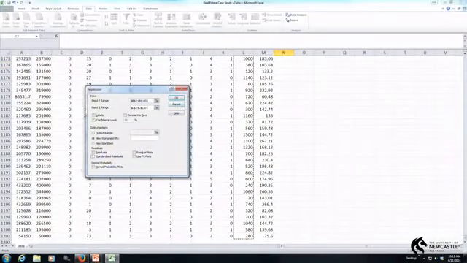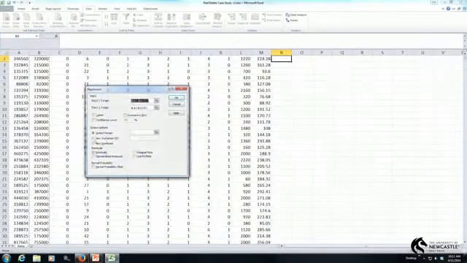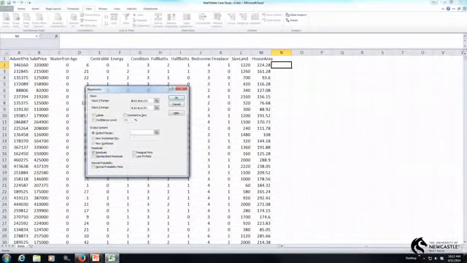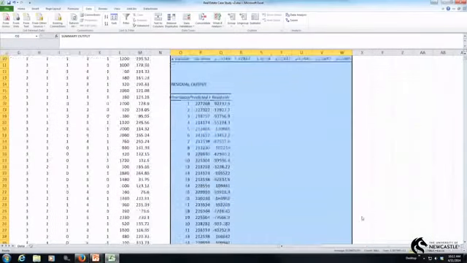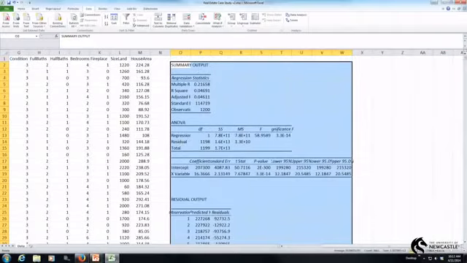Now I'm going to ask for a plot of the residuals to be reported, and I'm going to get my regression output to be reported on the same page, cell O2. I then click OK. So this table that we can see here, this is our output from our regression model.